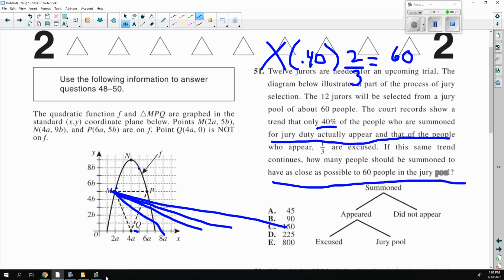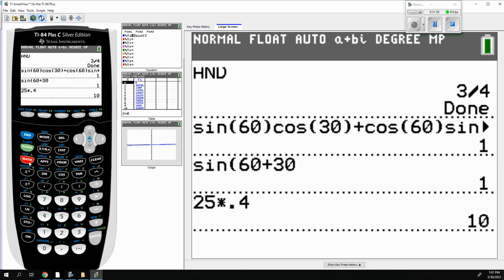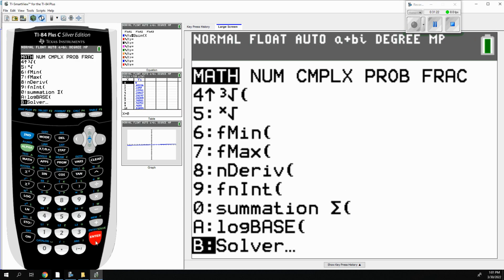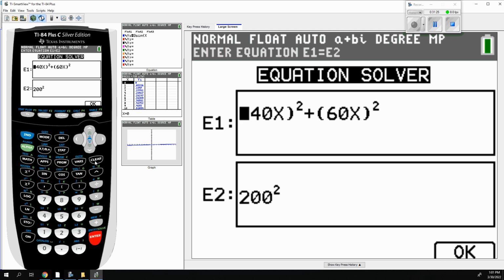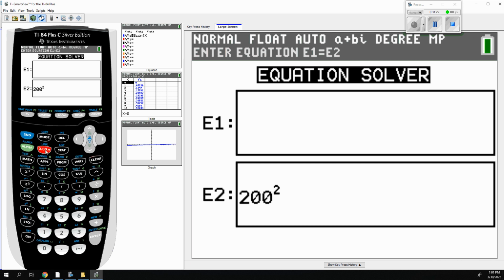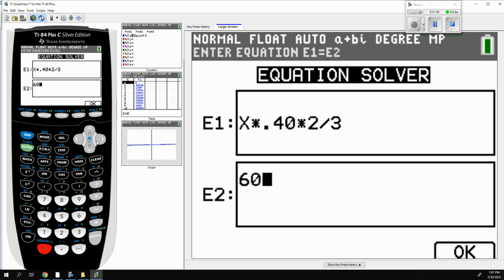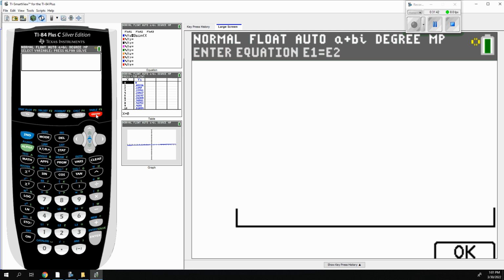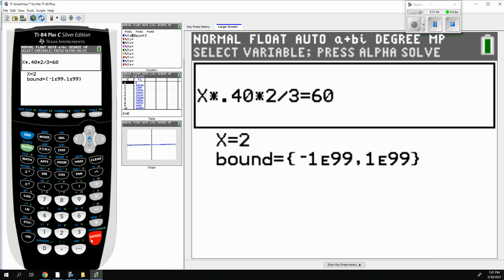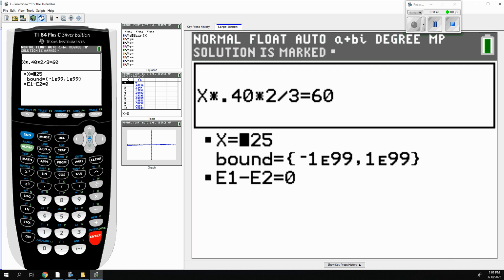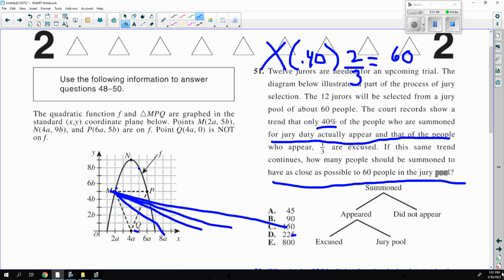So if I'm solving that, I would use equation solver. Equation solver should be X times 0.4 times 2/3 should equal 60 for my pool. Okay. I have to hit alpha solve. 225 is the answer.